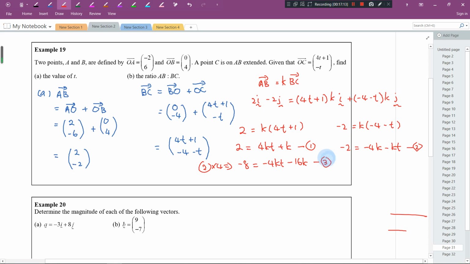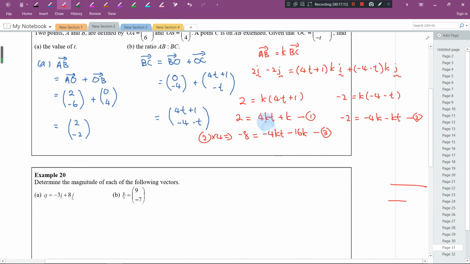This is the third equation. Okay, now this is 4kt. This is negative 4kt. I can eliminate the kt easily. So I take the first one plus the third one. So this 2 plus negative 8, you will get negative 6. This plus this will get 0. So we have successfully eliminated the kt. So this plus this, you will get negative 15k.